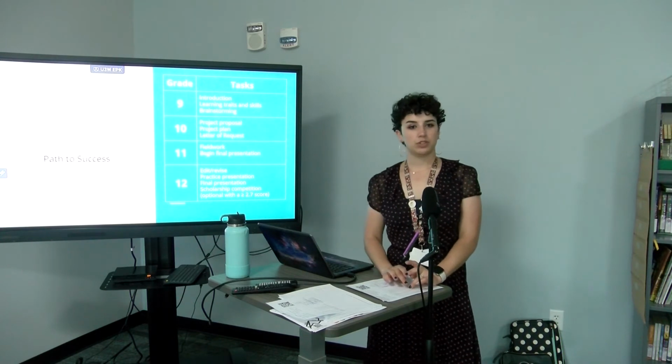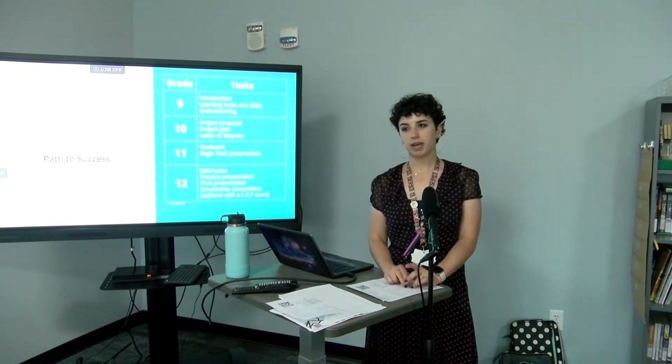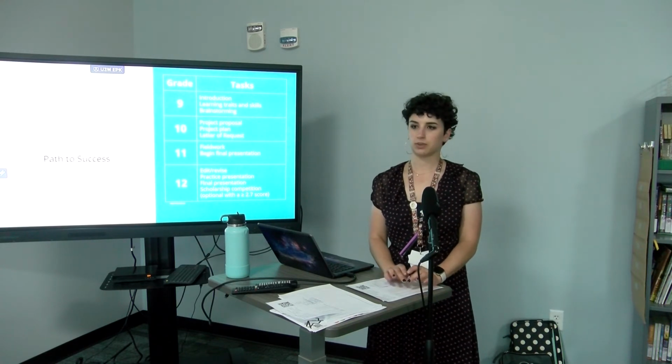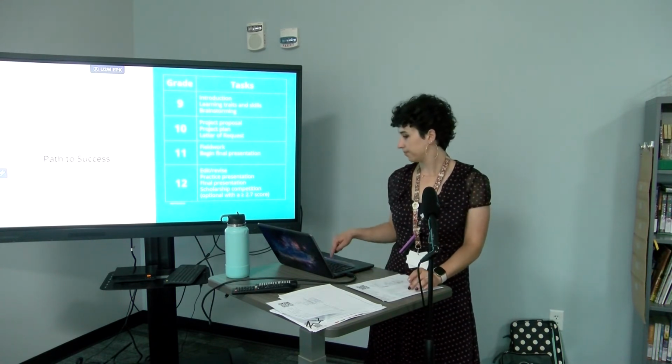Students must score a 2.0 or higher to pass, and then if they want to qualify for the scholarship competition, they must score a 2.7 or higher.